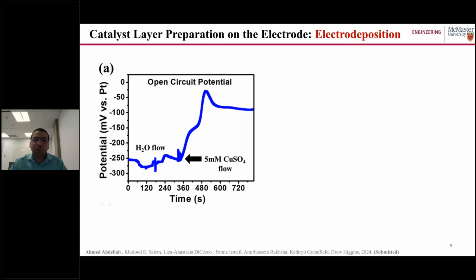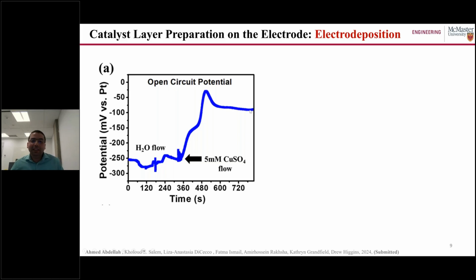In the first step, we flow deionized water through all the tubing and everything, and you can see that after flowing deionized water, the open circuit potential is almost the same. After that, once you switch the deionized water with the electrolyte, in our case copper sulfate, you can track the open circuit potential to be sure at what time the electrolyte reaches this microchip and the whole cell is saturated with the electrolyte. As you can see here, after around 600 seconds, the open circuit potential is almost the same.